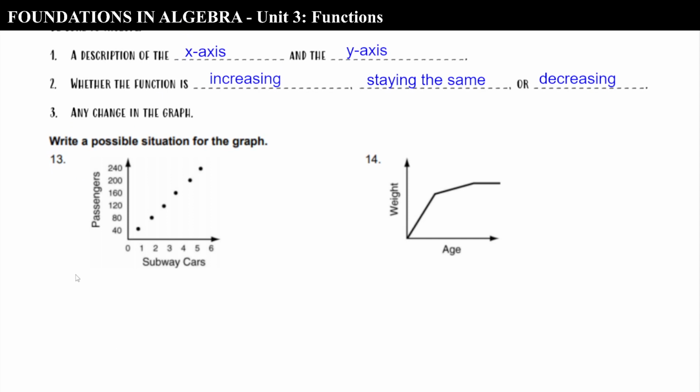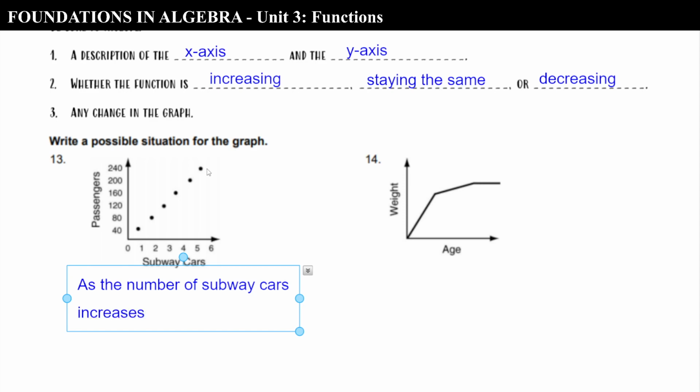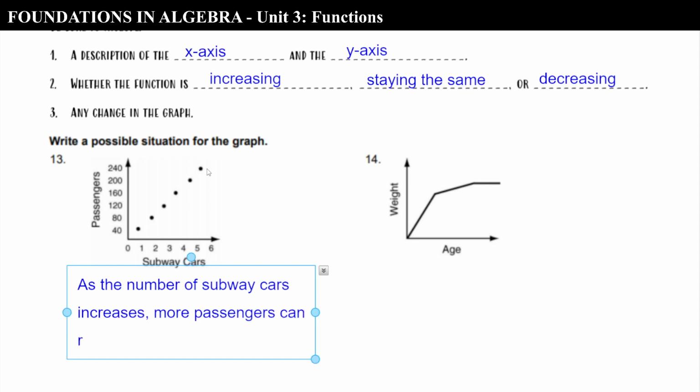So here we have the number of passengers versus the number of subway cars. So with each subway car, we're able to add another 40 passengers each time. So as the number of subway cars increases, more passengers can ride.